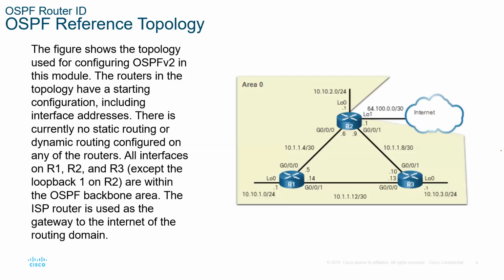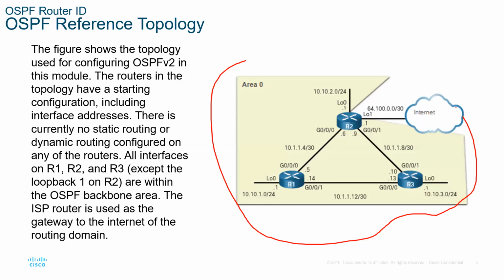Now, the topology you see here is used for configuring OSPF version 2 in this module. So what we are going to be looking at in our configurations today is 3 routers: router 1, router 2, router 3. These are the details, the IP addresses, the interfaces, and stuff like that. We'll be looking at area 0 as our area. The routers in the topology have a starting configuration, including interface addresses, like I said.